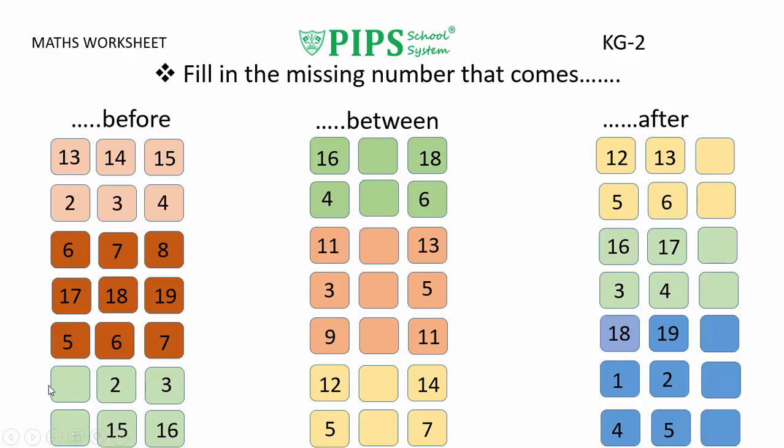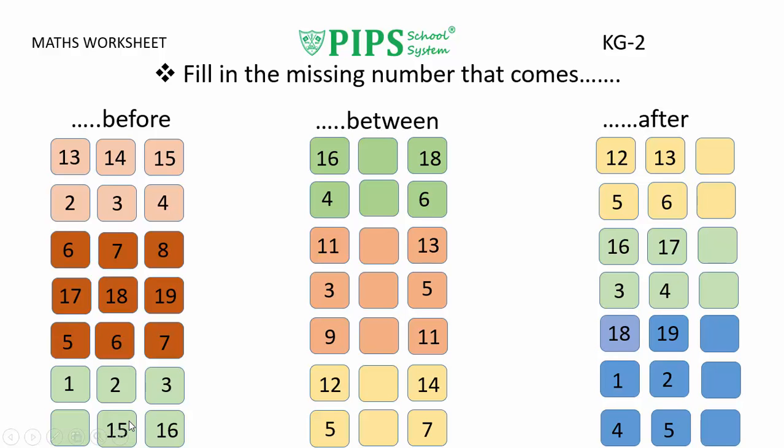KG2 students, let us find the number which comes before 2. Start counting from 1, 1, 2. 1 comes before 2. So we will write the number 1 in the empty box like this. 1, 2, 3.